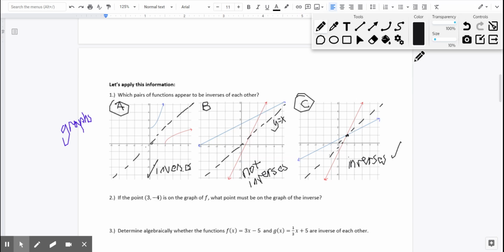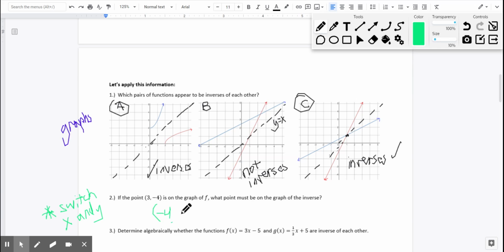Okay, next, for number 2, if the point (3, -4) is on the graph of a function, what point has to be on the inverse? Well, we switch x and y. You're going to hear me say switch x and y a bunch of times when we're talking about inverses. Sometimes I even say, to help myself remember, inverses are all about switching x and y.